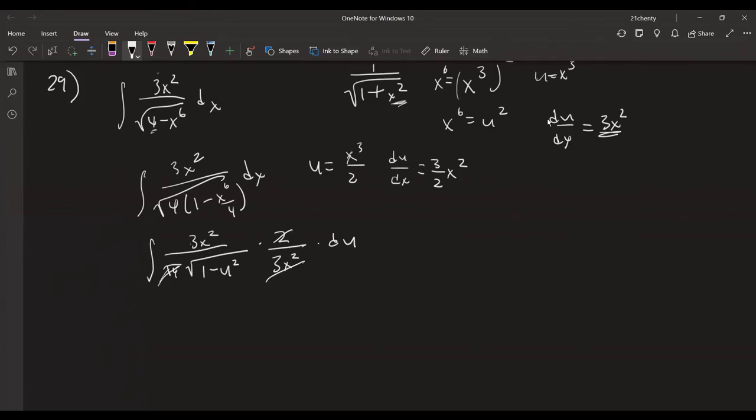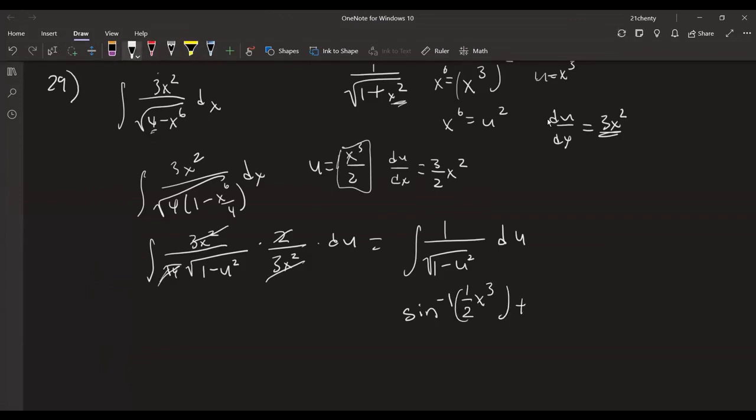This cancels with this, and we are left with 1 over the square root of 1 minus u squared du, and that equals the arc sine of u, which in this case is this thing. So 1/2, not 1/3, 1/2 x cubed plus c.